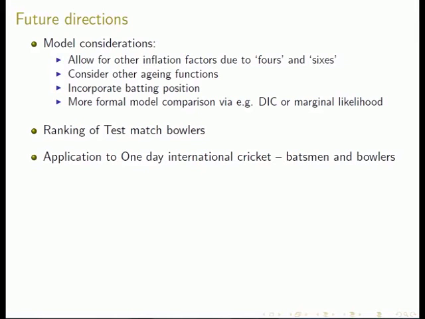Obviously, we could consider other aging functions. I think ours is so flexible that you could actually specify a particular functional form, and then you'd be wrong. But ours is a piecewise constant one, so it's almost as flexible as you can get. One thing that we haven't taken into account is batting position, and I'm sure that will have a big effect on what's going on. We didn't yet have the data for that.